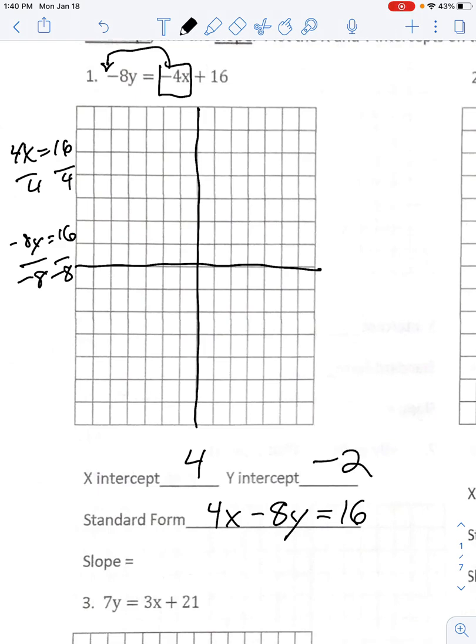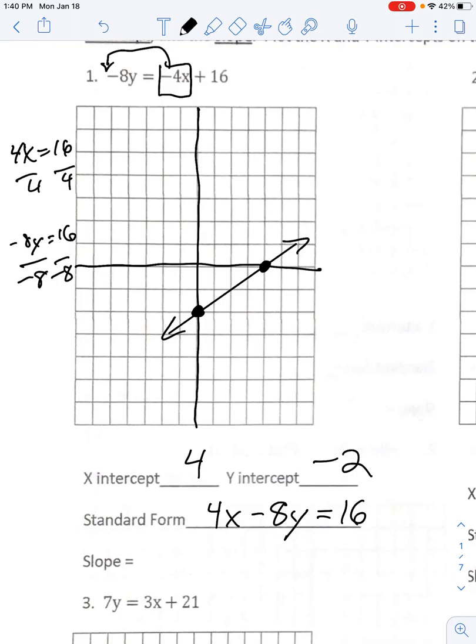Now we plot the intercepts. So the x-intercept is 4, so plot 4 on the x-axis. Y-intercept is -2, so plot -2 on the y-axis, and then draw your line. Draw that again, try and get it a little bit more in the center. There we go. And that's number one.